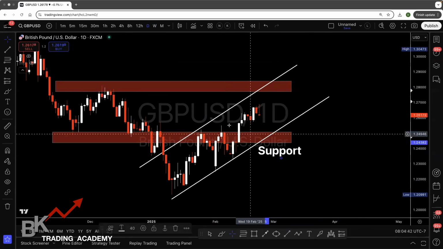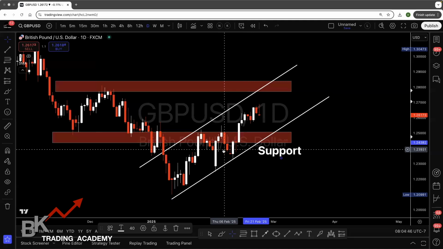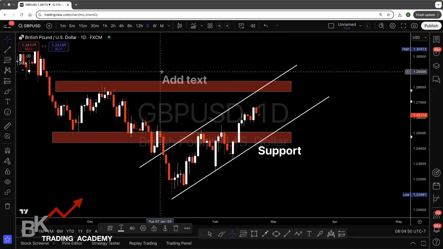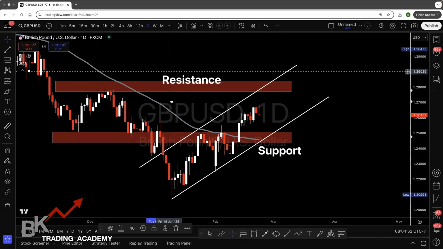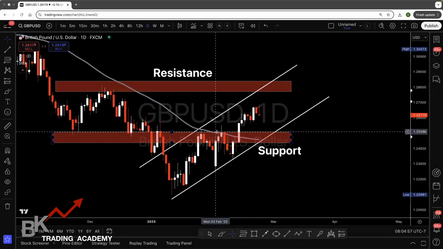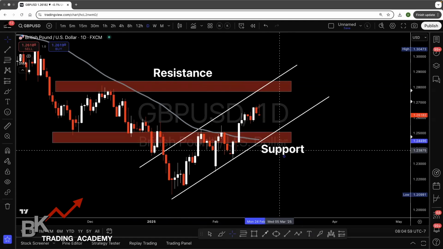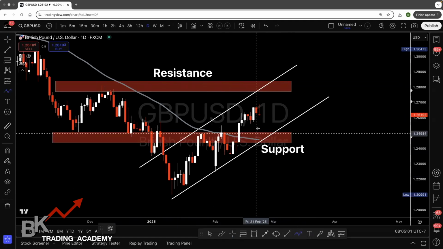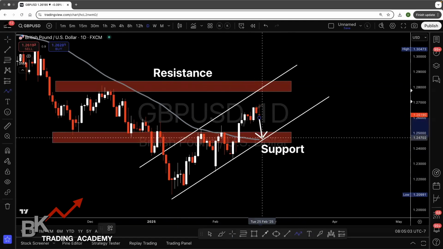Okay. We can also apply our 50-period moving average. So your 50-period moving average acts as dynamic support in an uptrend. We're going to go ahead and put our resistance here. Okay, and now we have our 50-period moving average. So look how our 50-period moving average aligns with the support zone. So we expect for price to come within our zone, reject this area, and become a buying opportunity.